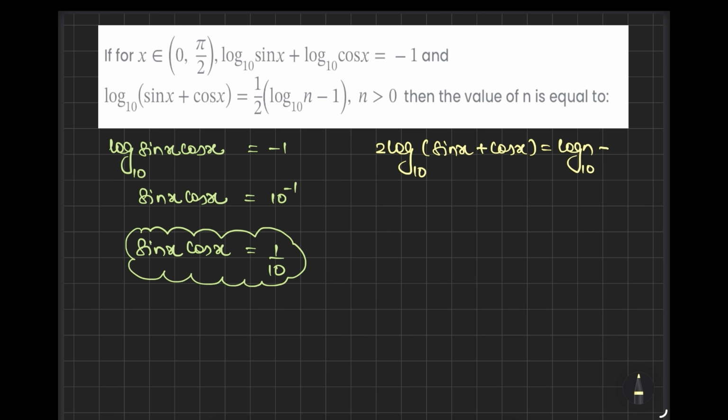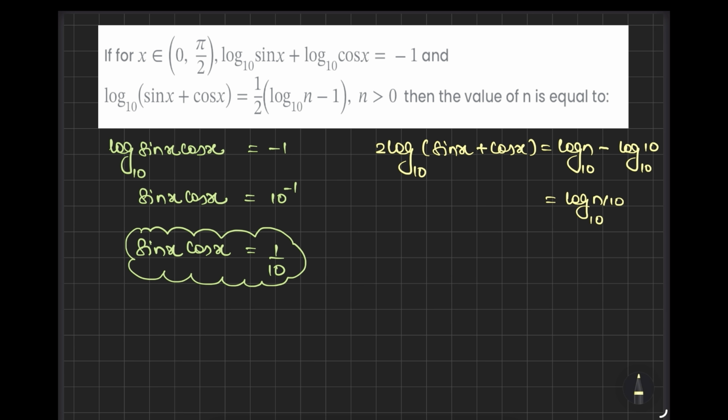So what I will do, I will write down this one as log where the base is 10, so I want the argument to be 10, then only it will become 1, correct? Now here you can apply the formula of log m minus log n, so it is log m by n.